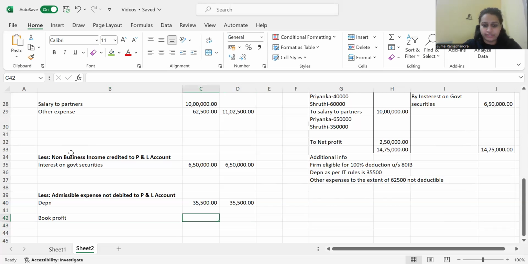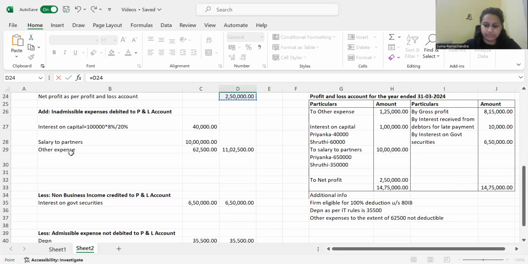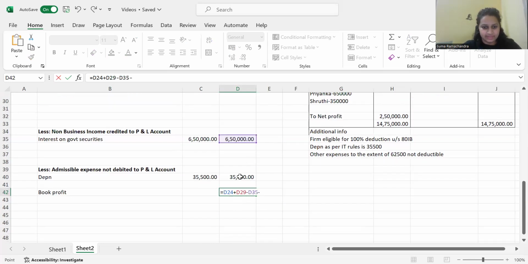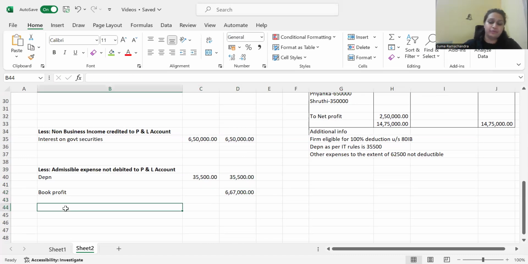What is this book profit? That is equal to your net profit plus inadmissible expenses minus non-business income minus admissible expense. So this is my book profit. Once I get my book profit, I'm going to reduce allowable remuneration.